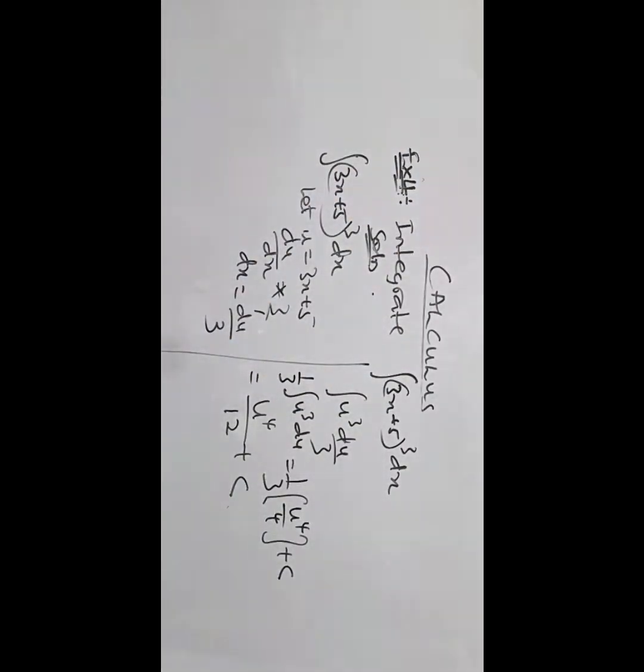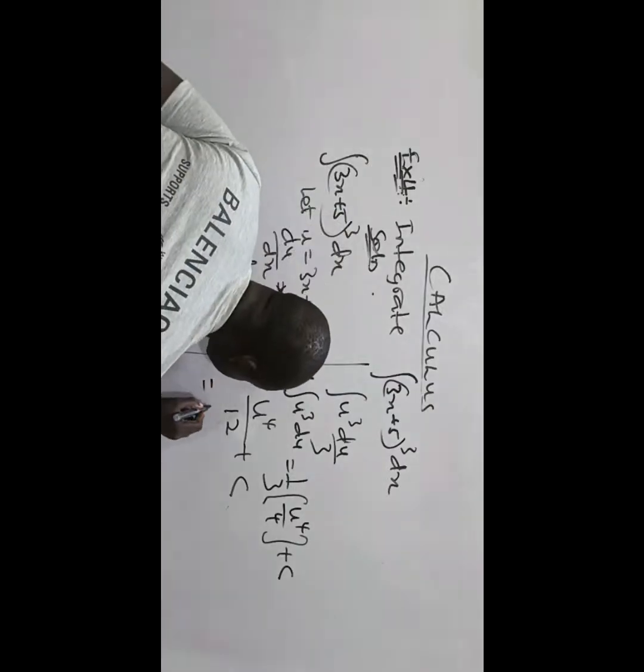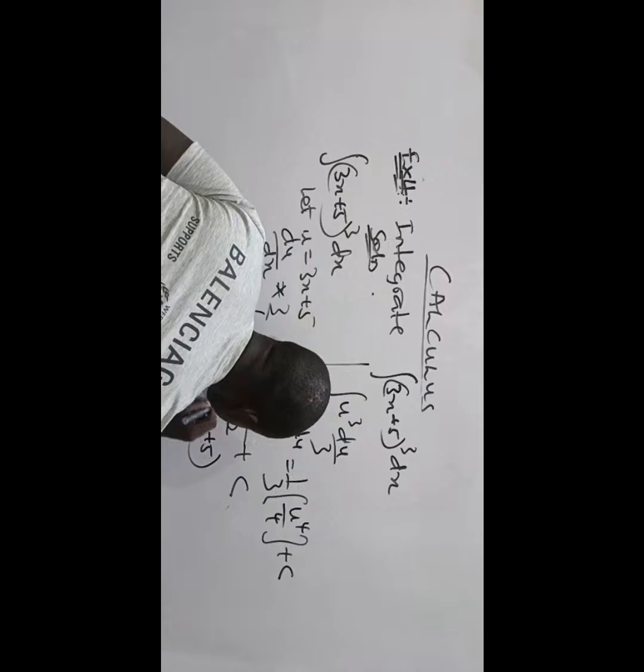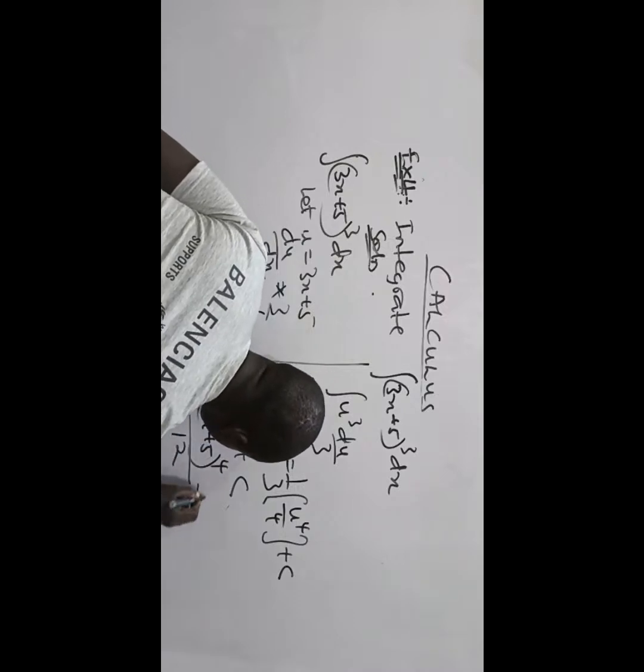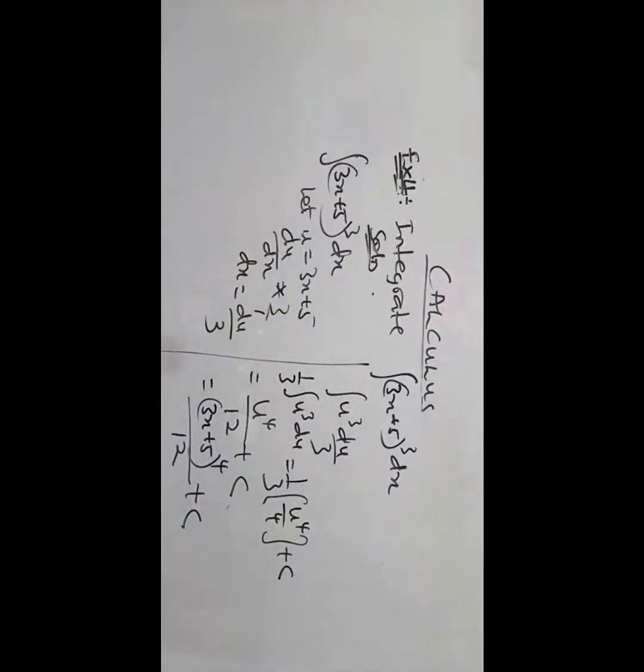u is the same thing as 3x plus 5. So finally, the final answer will be (3x plus 5) raised to power 4 over 12 plus arbitrary constant. That is what we are going to get if you do that correctly. So let's take note.